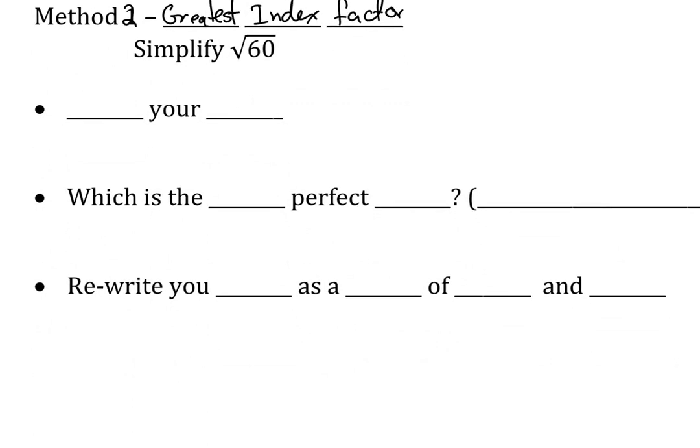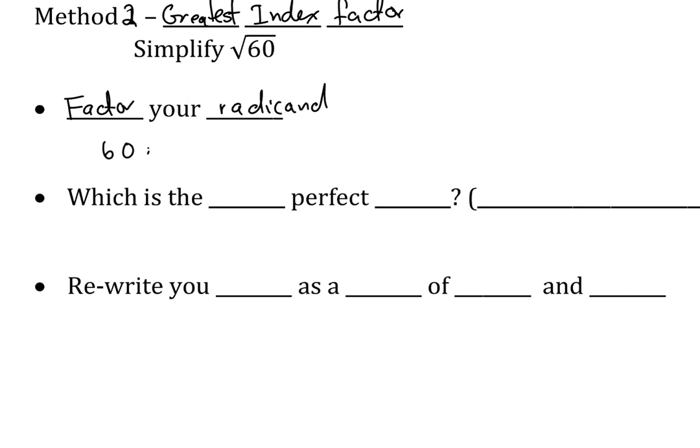So same instructions. Simplify the square root of 60. So first step is factor your radicand. To factor your radicand, you just write out what all the factors are.